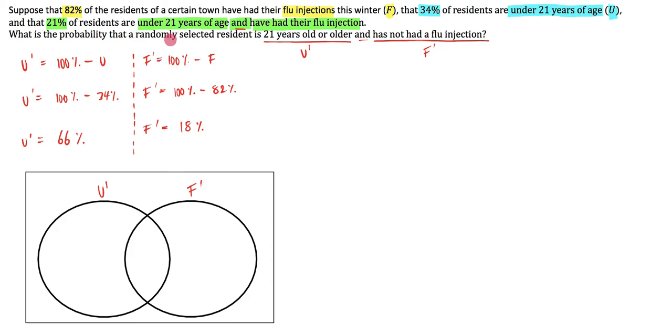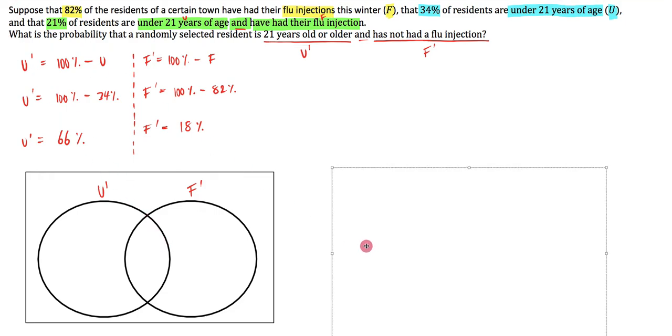Well, we go back to our question, and we see that we are told that 21% of the residents are under 21 years of age. So this would be U. So let me put a U here. And have had the flu injection. Well, that would be F. So we do have an intersection space right here, this 21%, but it doesn't go onto this Venn diagram.